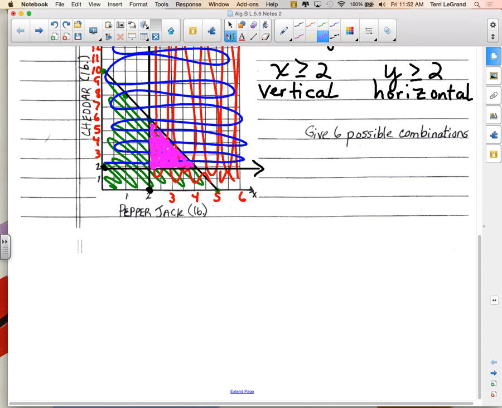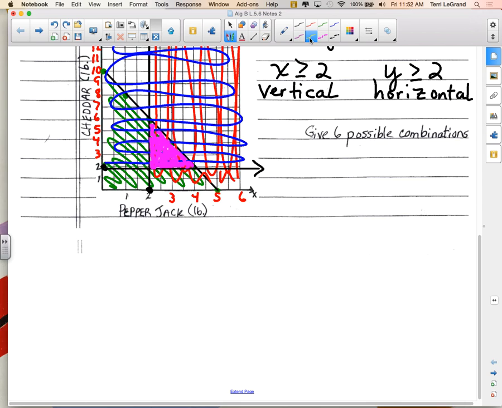Hey folks, we don't give them as ordered pairs. That's useless information in this situation. We give them as what she can go to the store and buy and satisfy not spending more than $20. We give you at least 2 pounds of each type of cheese. So give us one combination.